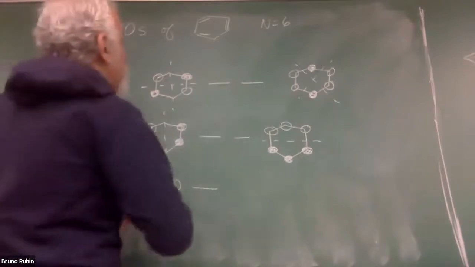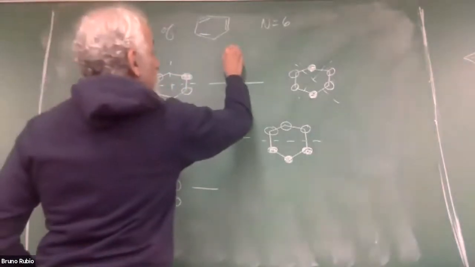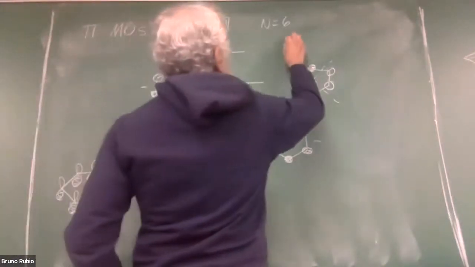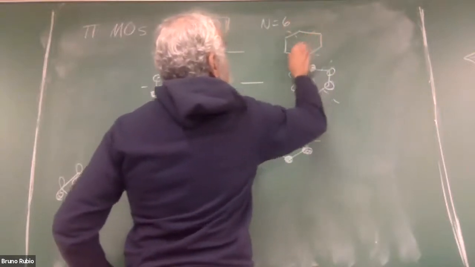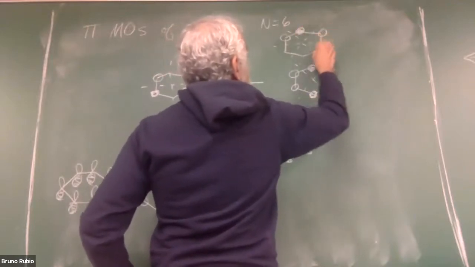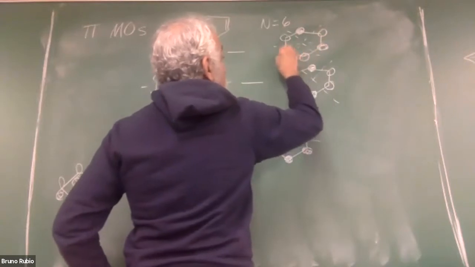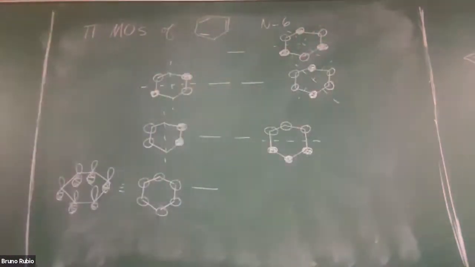Okay, last is now I need 3 internuclear nodes. How can I draw 3 dotted lines symmetrically through a hexagon? That's going to be my highest energy orbital here. 1, 2, 3. Positive, negative, positive, negative, positive, negative. Right, and so there's my highest energy molecular orbital. And so this is what the orbitals look like.